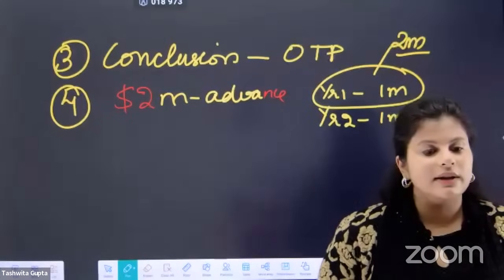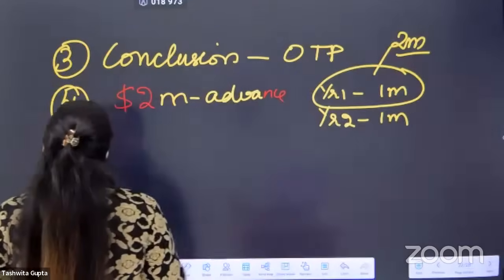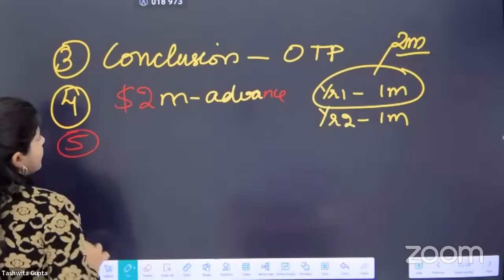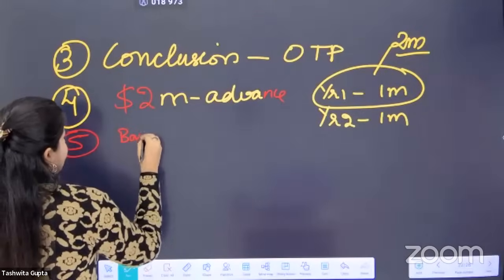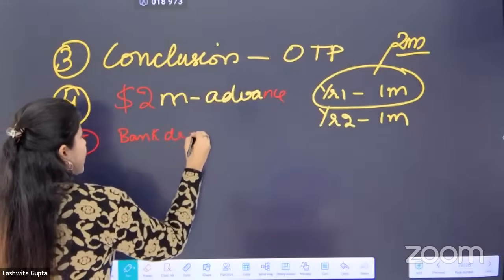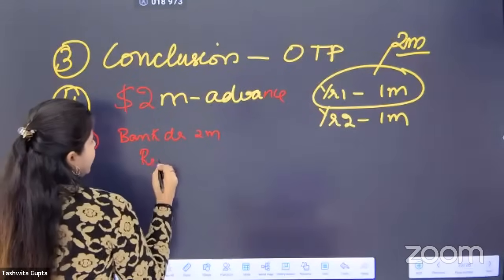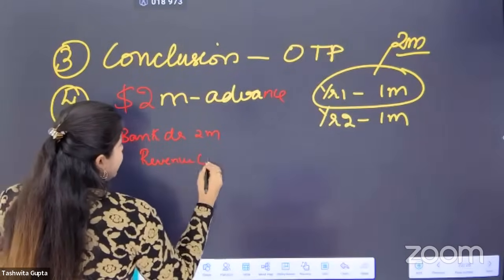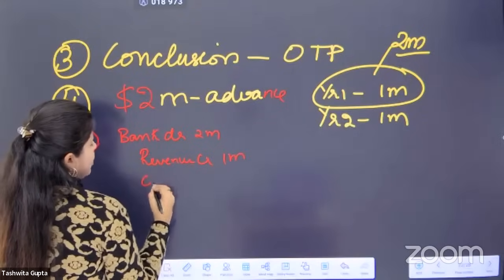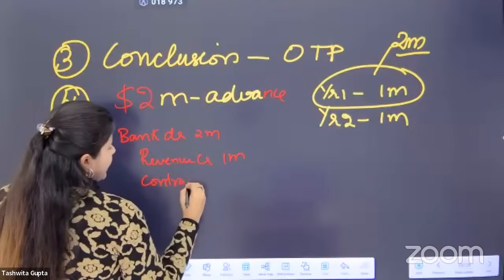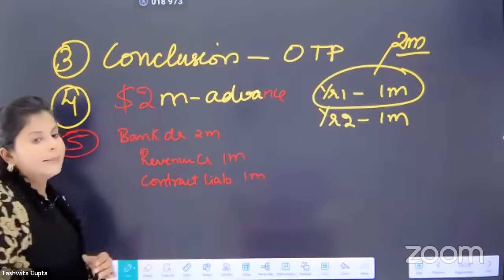Nope. So what's the right treatment? The whole 2 million, when it was received, you can give the journal entries. You can say when the amount was received, bank debit 2 million and revenue credit. This year's revenue is only 1 million and the rest is contract liability. That is deferred income. It's a contract liability of 1 million.